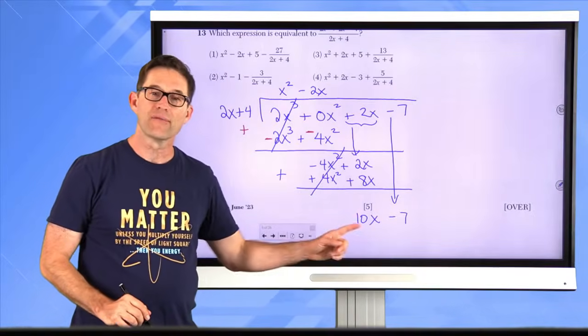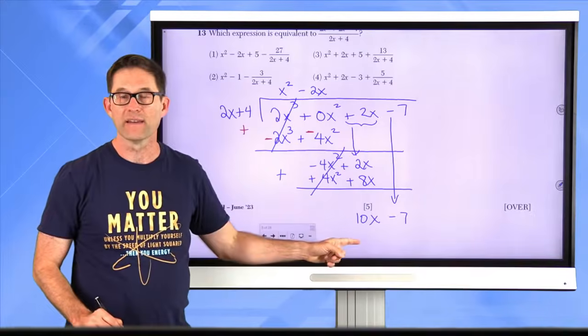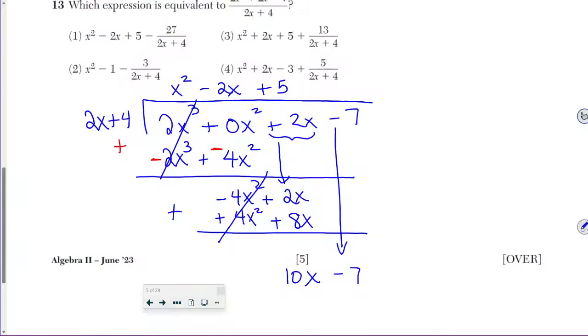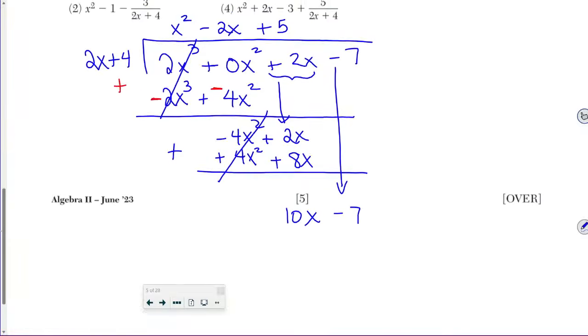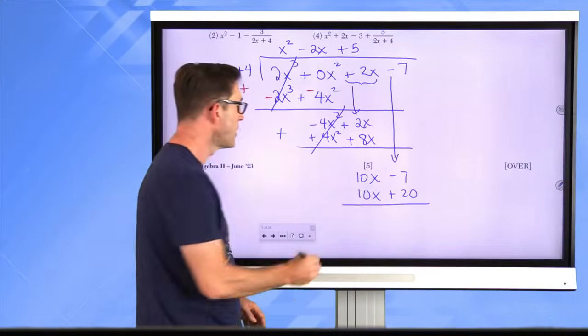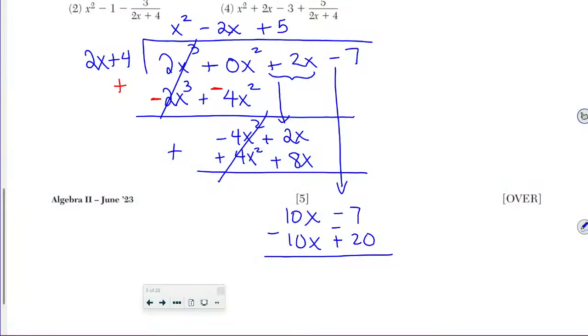So now, what do I have to multiply 2x by in order to get 10x? That's just going to be a plus 5. And when I do that, 5 times 2x plus 4 is going to be 10x plus 20. One last time, I want to eliminate the 10x's, so I change the signs, and when I add those together, that's going to cancel, and I'm going to be left with a negative 27.